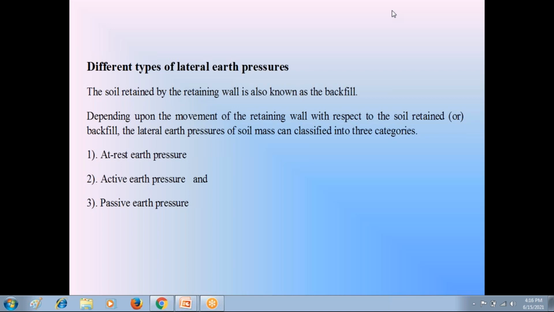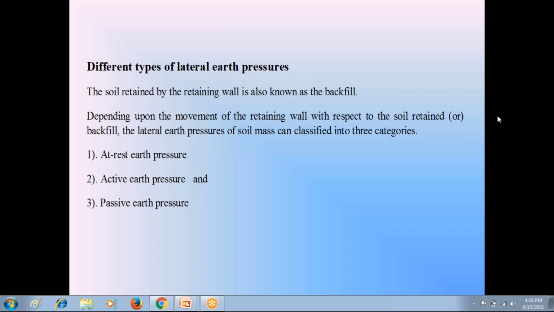One is at rest earth pressure. It is horizontal or lateral. So the first one is at rest, lateral or horizontal earth pressure. The second one is active, lateral or horizontal earth pressure. Third one is passive, lateral or horizontal earth pressure. So like that, the retaining walls are subjected to three types of lateral earth pressures from the backfill soil: at rest, active, and passive earth pressure.